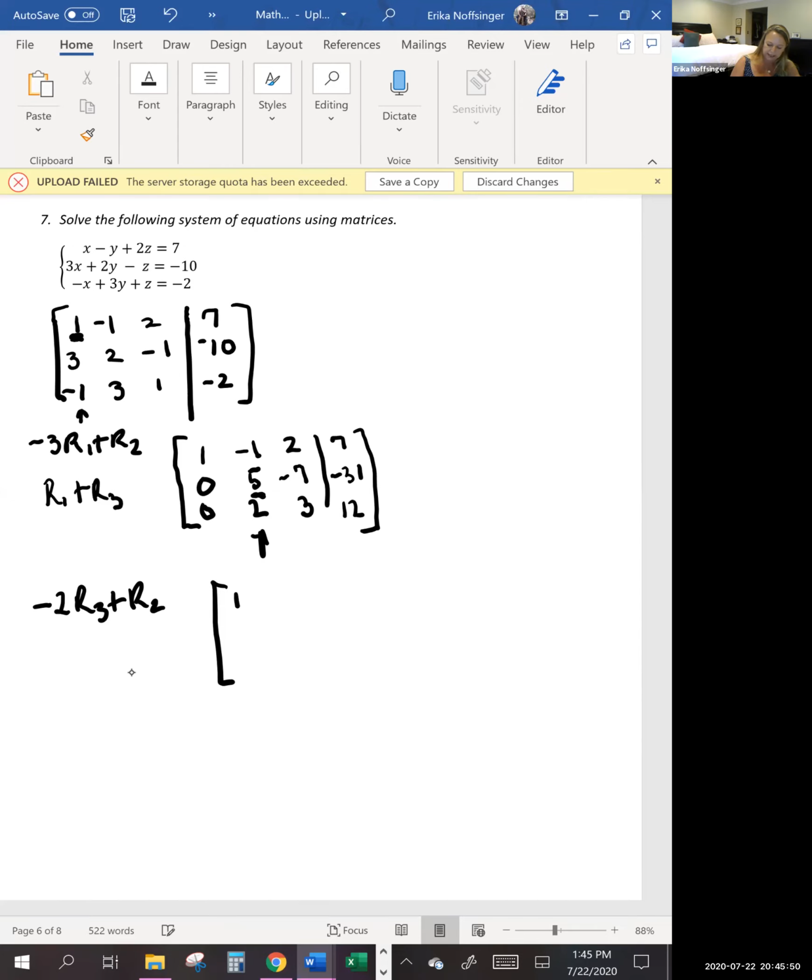So my row 1 is the same: 1, -1, 2, and 7. My row 3 is actually staying the same, so let's write that: 0, 2, 3, and 12. It's my row 2 I'm manipulating. -2 times 0, 0 plus 0 is 0. -2 times 2 is -4, plus 5 gives me my 1. -2 times 3 is -6. -6 plus this -7 is -13.